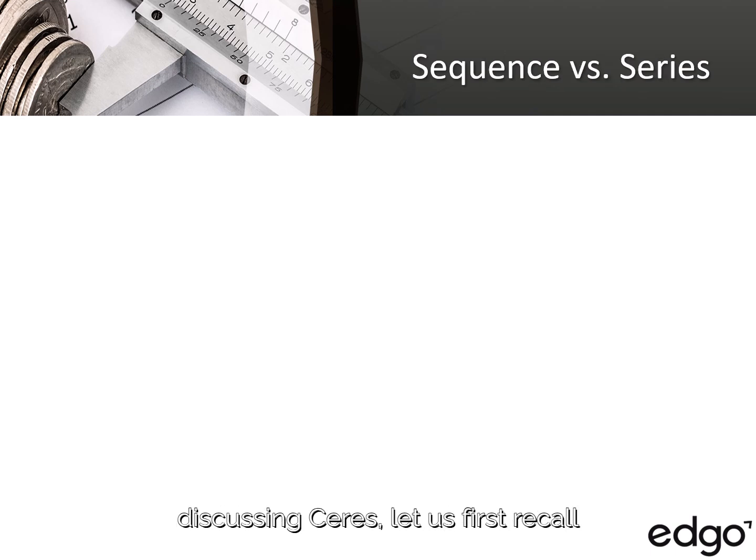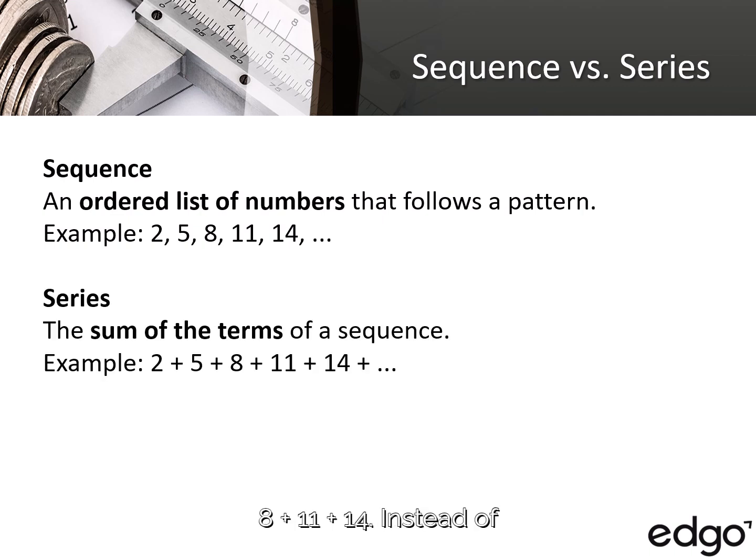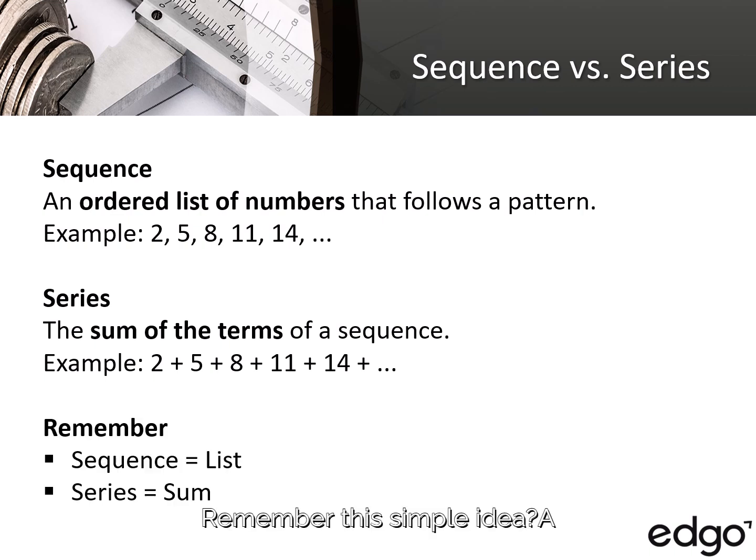Before discussing series, let us first recall what a sequence is. A sequence is an ordered list of numbers that follows a pattern. For example, 2, 5, 8, 11, 14, and so on. Notice that these numbers are simply listed in order. Now consider this expression: 2 plus 5 plus 8 plus 11 plus 14. Instead of listing the numbers, we are adding them together. This is called a series. Remember this simple idea: a sequence is a list, a series is a sum. That is the main difference between the two.